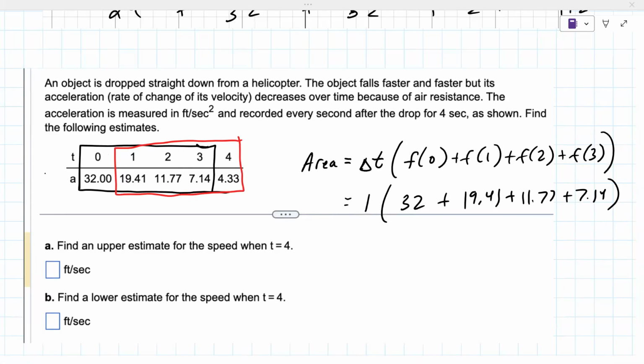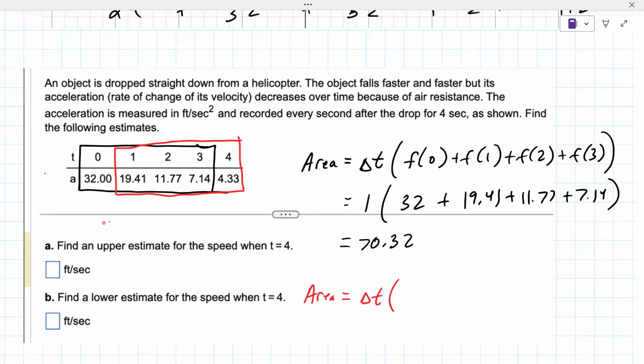I will do the same, and hopefully we have the same result when we're done here. So I get 70.32. I got the same thing. So the area for the red is the same thing.